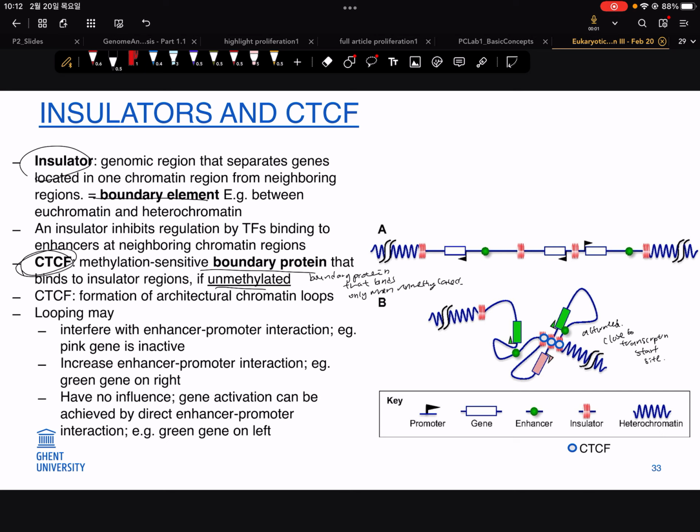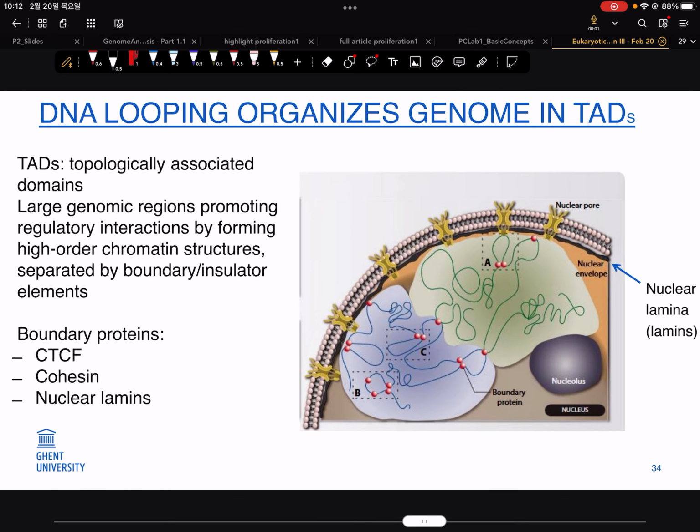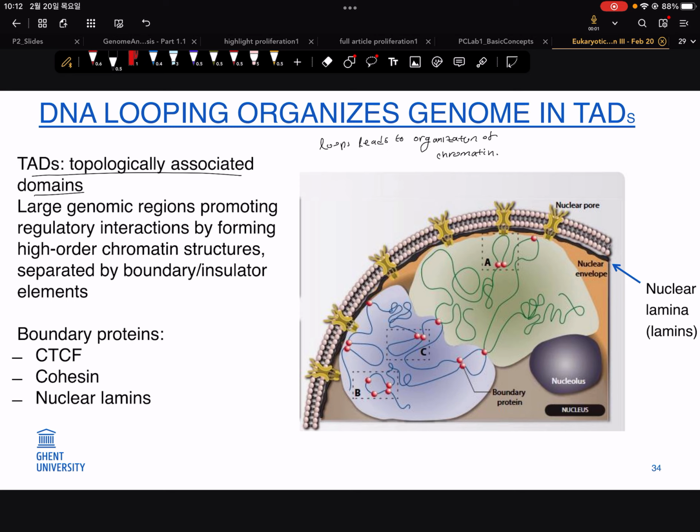Those loops lead to organization of the chromatin inside that nucleus. Those loops lead to a 3D structure of the chromatin, so that some parts are connected to each other and others are not. And we call those things also topologically associated domains, so large genomic regions that are interacting with each other because they are closely connected due to the looping. So they are high order chromatin structure, 3D structure. Those structures are isolated from each other by those insulators or those boundary elements.